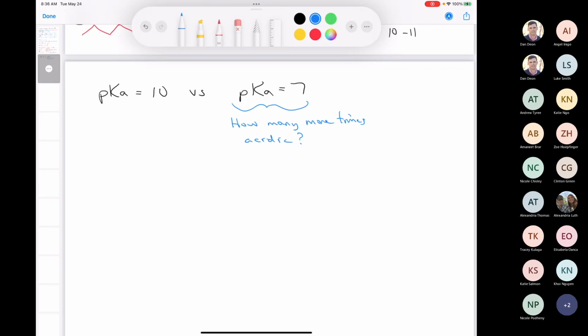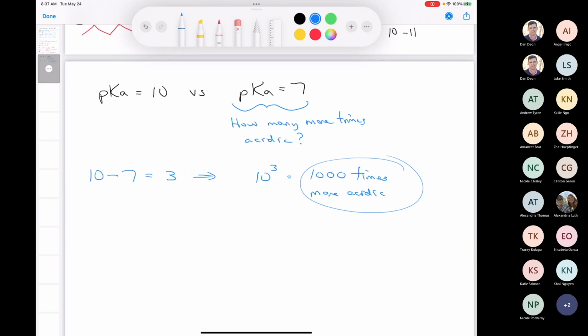It's 1,000 times, exactly. Because if you take 10 and you subtract 7, that gives you 3. So then you say, well, each one of these log units represents a magnitude of 10-fold. And so we have 10 to the power of 3, which is equal to 1,000 times more acidic. All right, good. Okay, so we've covered that.